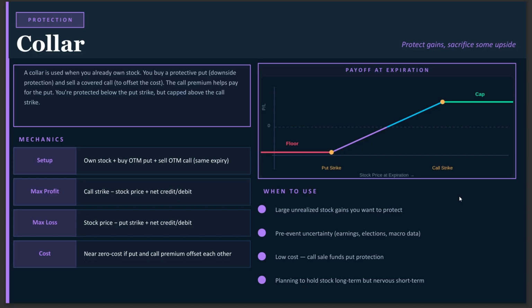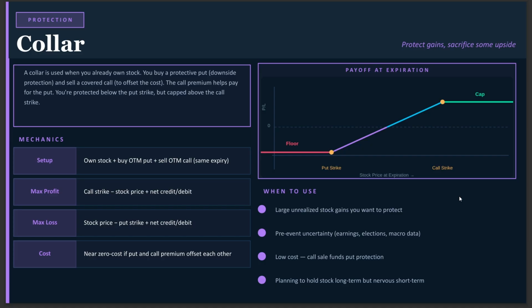It has a low cost, right? Because the call that you're selling against your shares helps pay for the put in this instance. So just like the protective put, it's good if you plan on holding the stock long term, but you're nervous about short-term downside. So this helps you protect against downside.